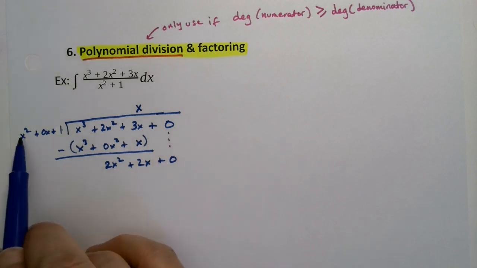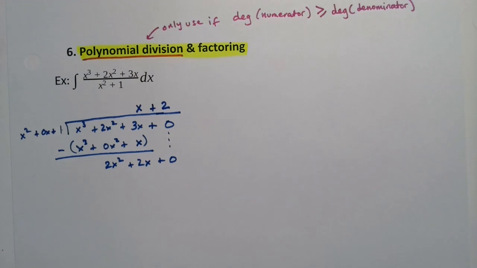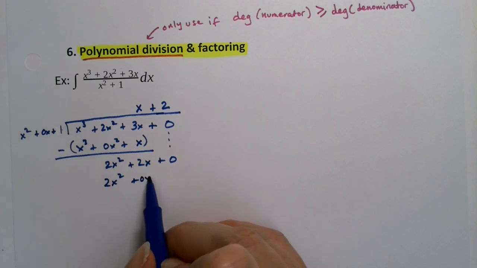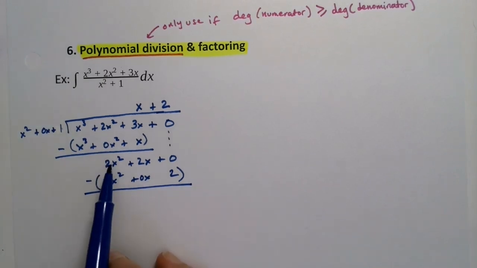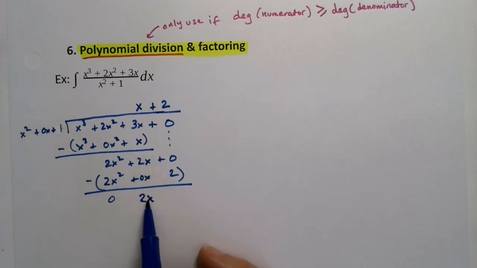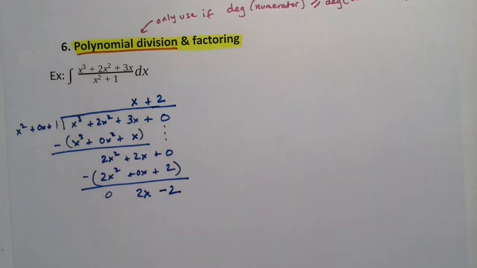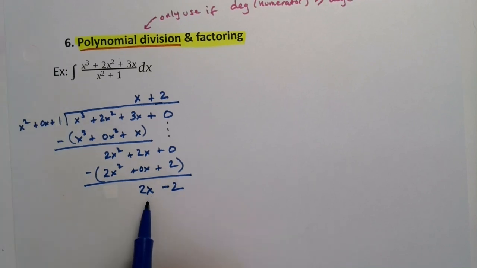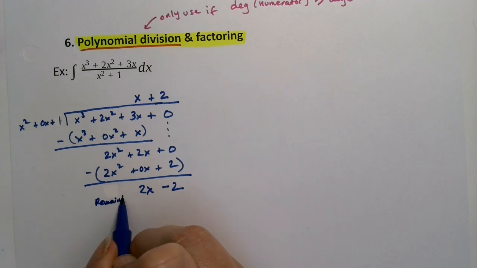So now I need to multiply x squared by something to get 2x squared. Well, that's 2. So 2 times x squared is 2x squared. 2 times 0x is 0x. 2 times 1 is 2. And then you subtract all of them. 2x squared, take away 2x squared is 0. 2x, take away 0x is 2x. 0, take away 2 is negative 2. I can get rid of that 0 in front. I don't need that. And that's the remainder right there, because I don't have any more terms to go. So the remainder is right here.